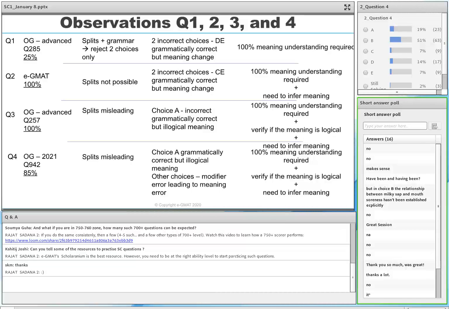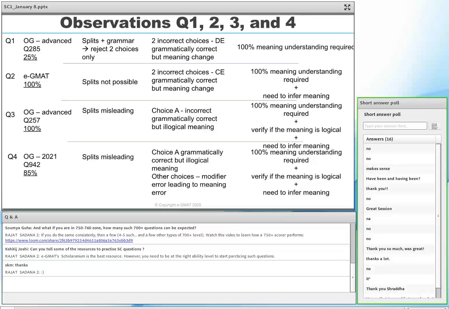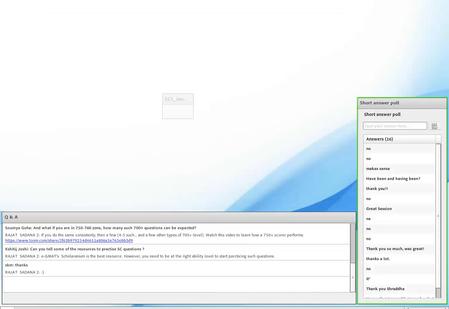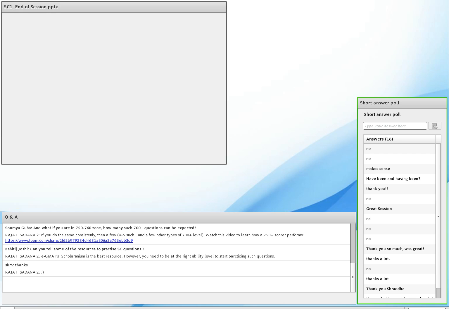Thank you, Shraddha. And let me just make sure I have the right mic. I do. And I'm going to just clear the polls here and get to my end of session presentation.